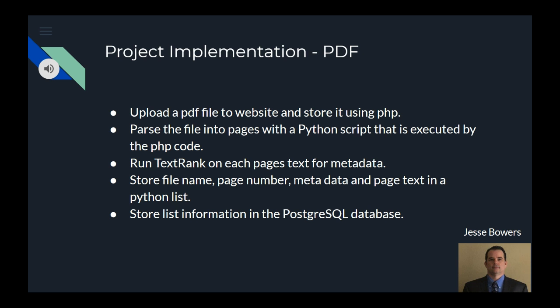by page. Then each page, TextRank is run on it to create metadata. Then it'll store the file name, page number, metadata, and page text in a list of lists in Python. And then it'll write that information into the database.